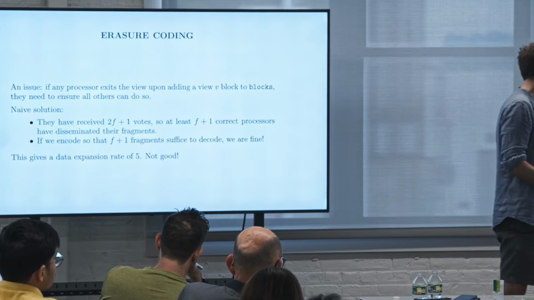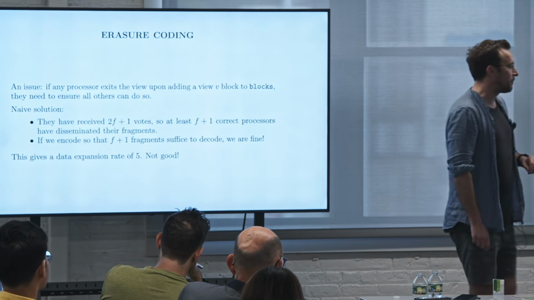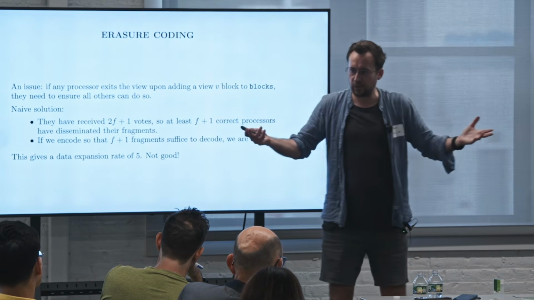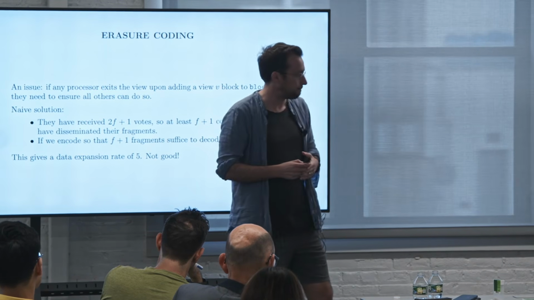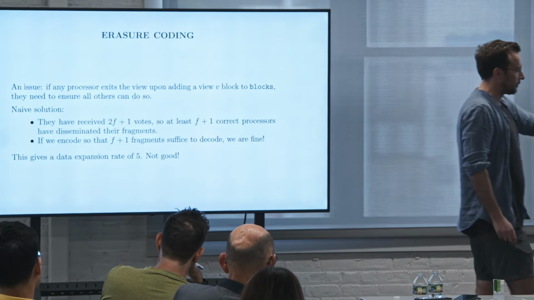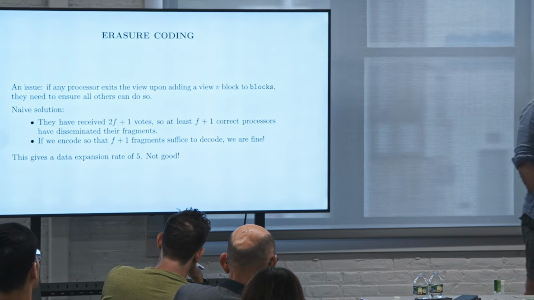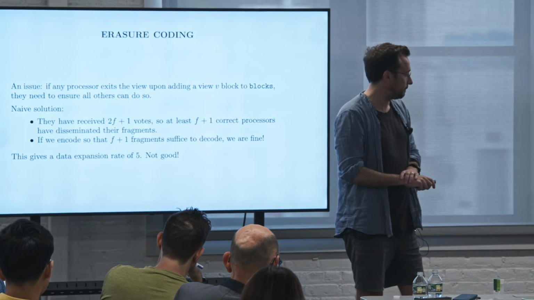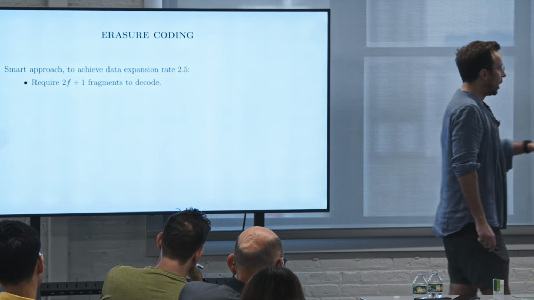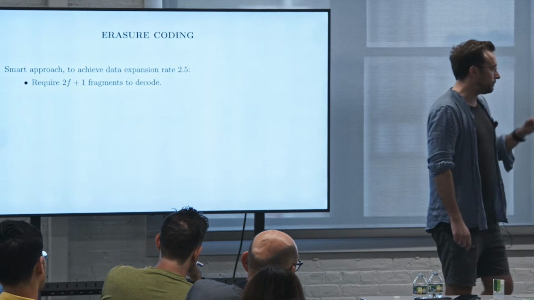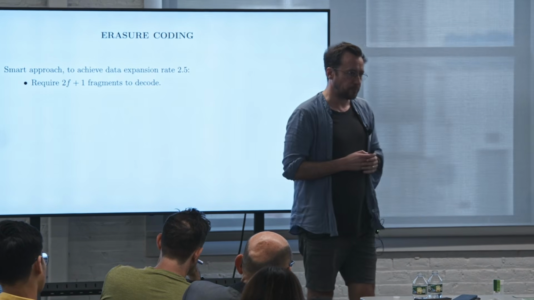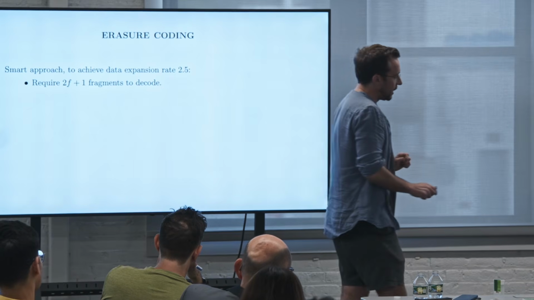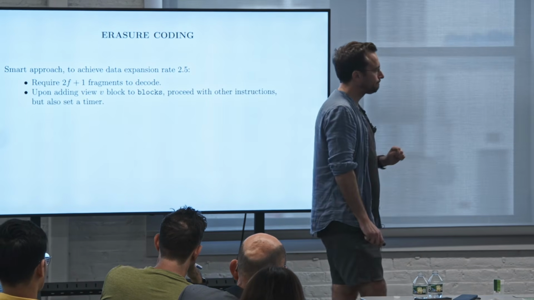So one thing we could do is encode so that f+1 fragments suffice to decode. Then we're fine, because I've got 2f+1 votes, everyone's going to get f+1 fragments, so everyone will be able to reconstruct the block. Yeah? Okay, that's one thing you could do. It's not very efficient because now we need f+1 fragments to suffice. That's basically a fifth of the processes. It gives us a data expansion rate of 5, which is not very good. So a better approach, which you can show is optimal for 2-round finality, achieves a data expansion rate of 2.5, where we require 2f+1 fragments to decode.